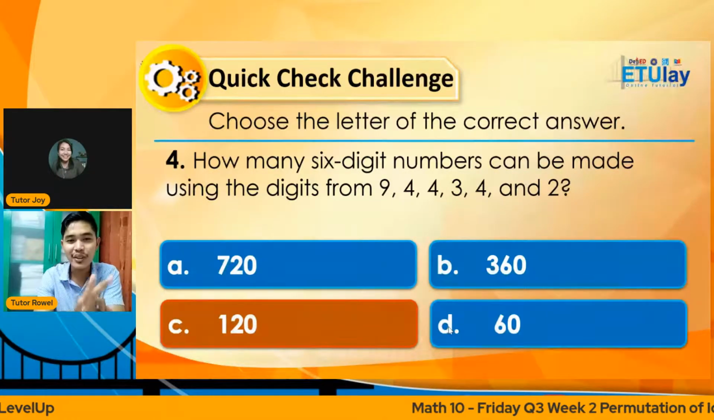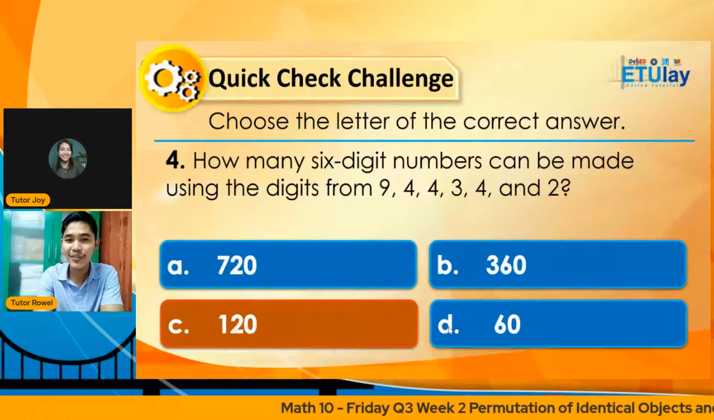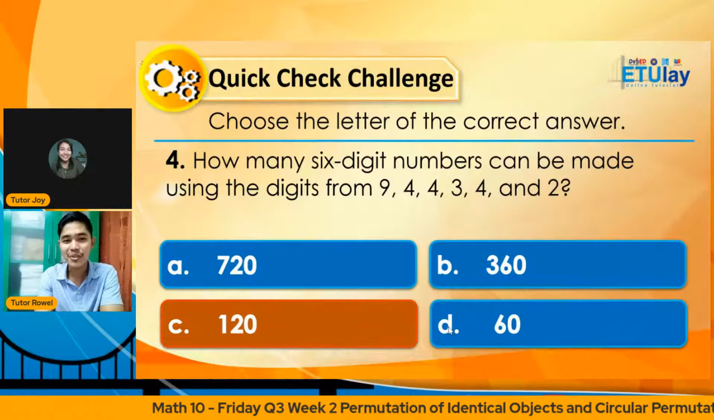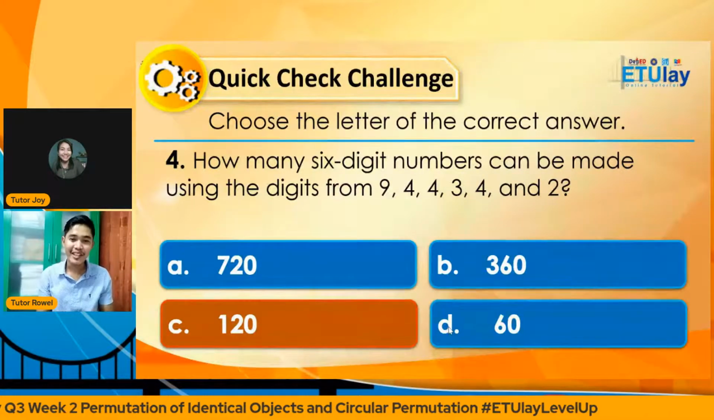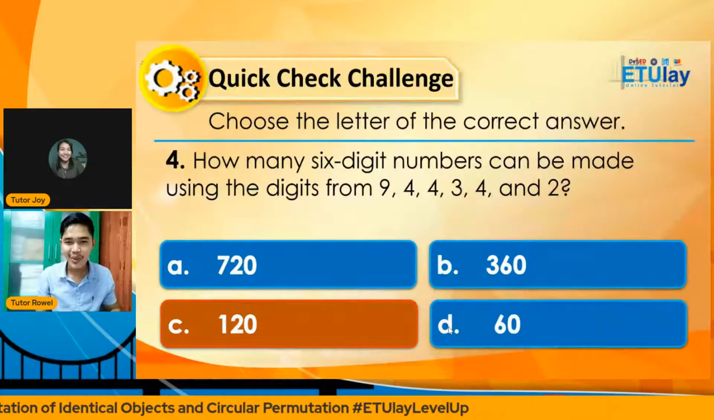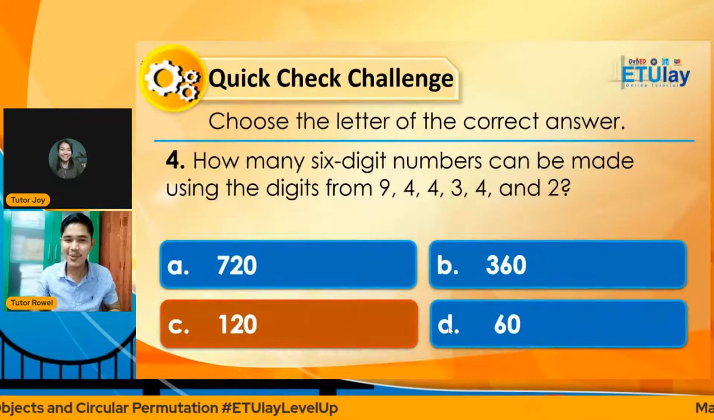Yung tatlong numbers lang ita-times natin kasi na-cancel na yung 3 factorial. 6 times 5 times 4 is 120. Ang galing, di ba? Hindi nakuha yung 2 pero yung 3 and 4 nakuha na. Siyempre yung number 5, makukuha pa yan.